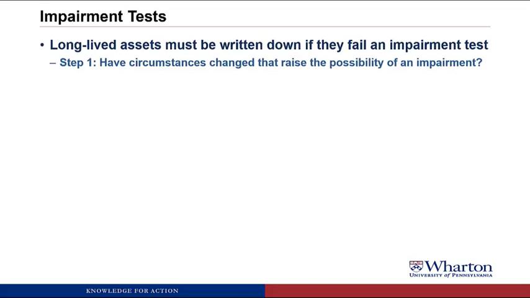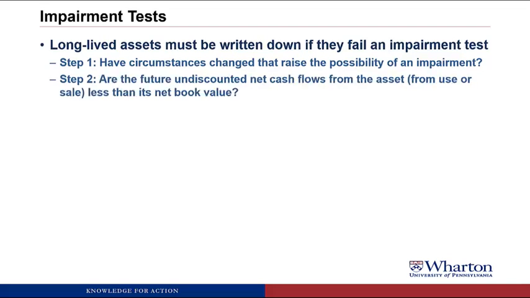So is the company performing poorly, or is the piece of equipment performing poorly, which would make us think we may have a drop in its value? If yes, then we move to step 2. Are the future undiscounted net cash flows from the asset, either from continuing to use it or from selling it, less than its net book value?